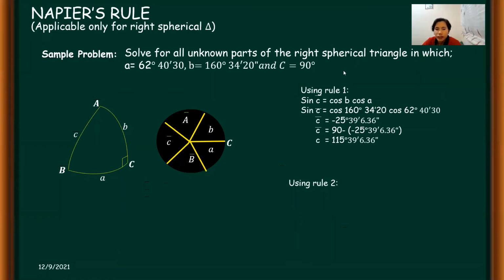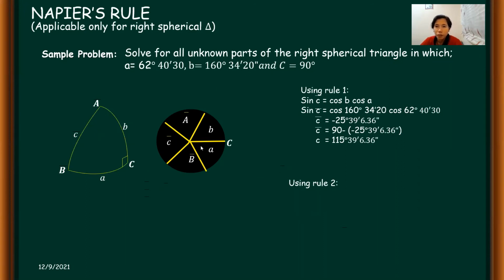So now let's solve for, we already have C, we have A, and we have side C, side B, and side A. So let's try to solve for included angle A, or in the illustration, we have A bar.